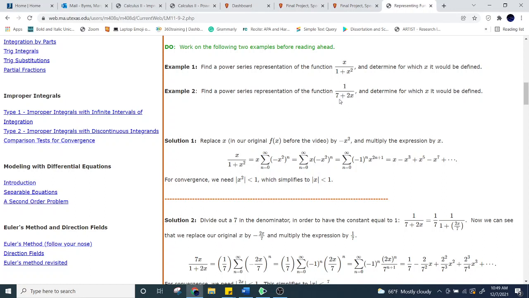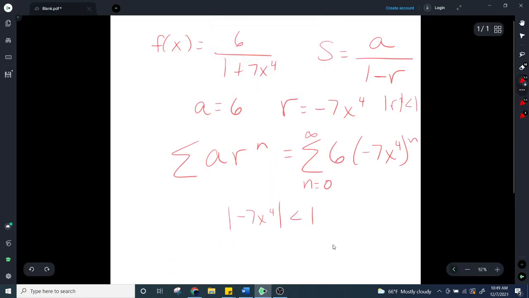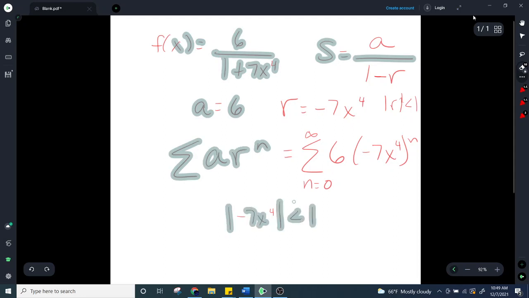Here's another one we can look at, 1 over 7 plus 2x. Let's take a look at that. Let me go back to my whiteboard here. And we'll get rid of that. I think I've got to erase this stuff. So let me see if I can get rid of all this and make some space.